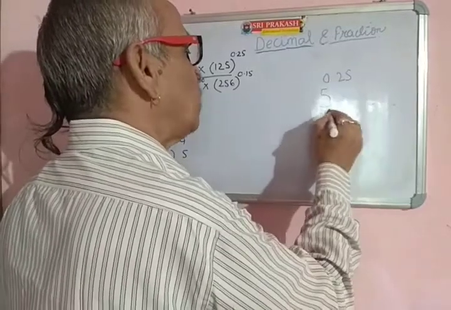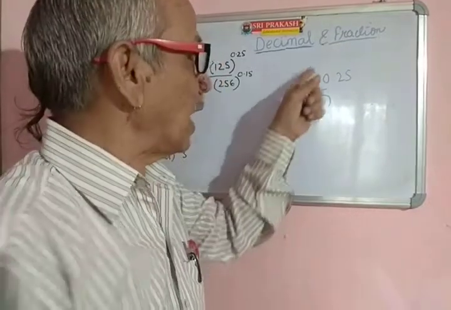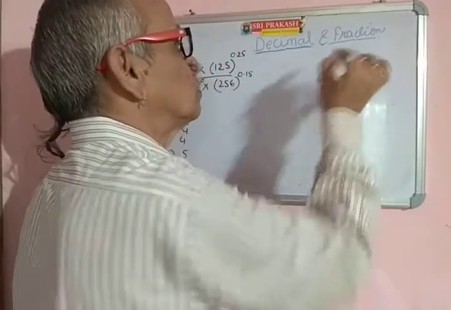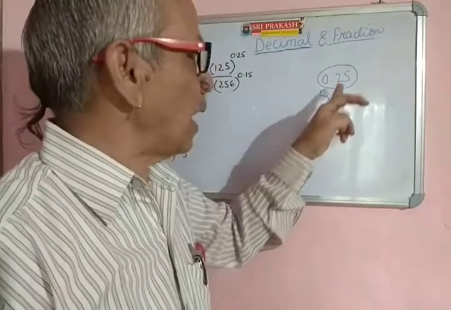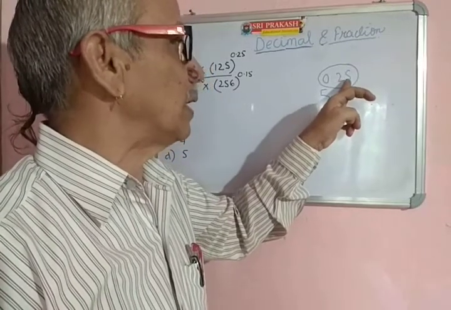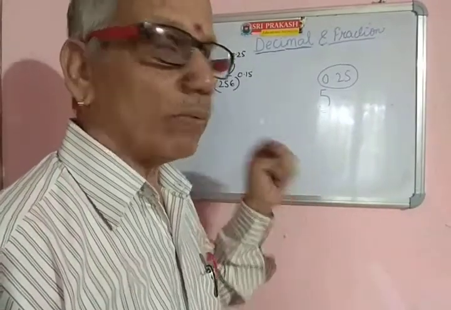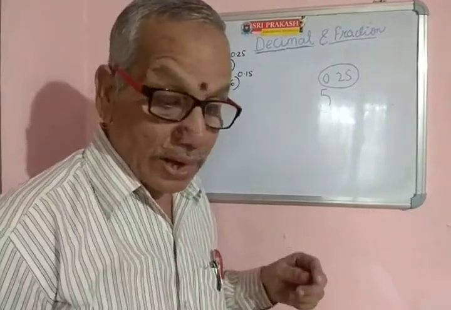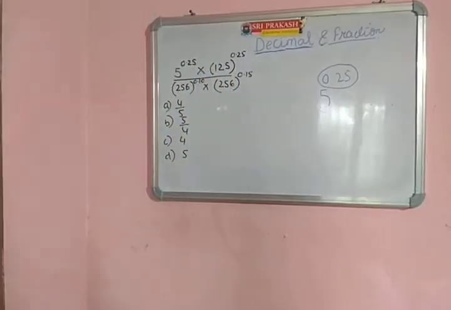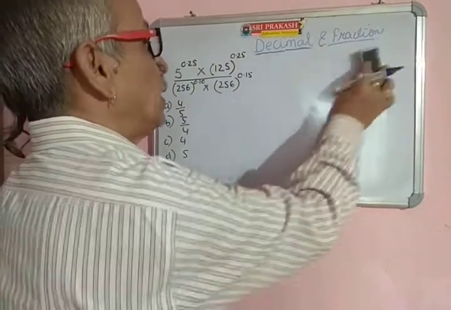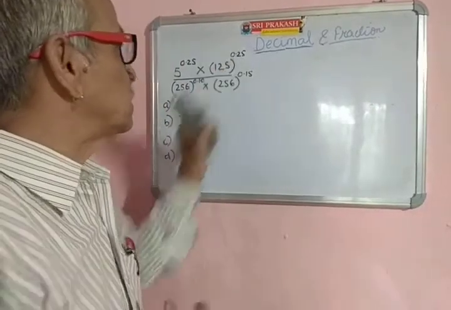0.25, this 5 is called base. And this is called power. Clear, understood? This 5 is called base, and whatever is written here, that 0.25, is called power. So as far as possible, we should make the base equal.